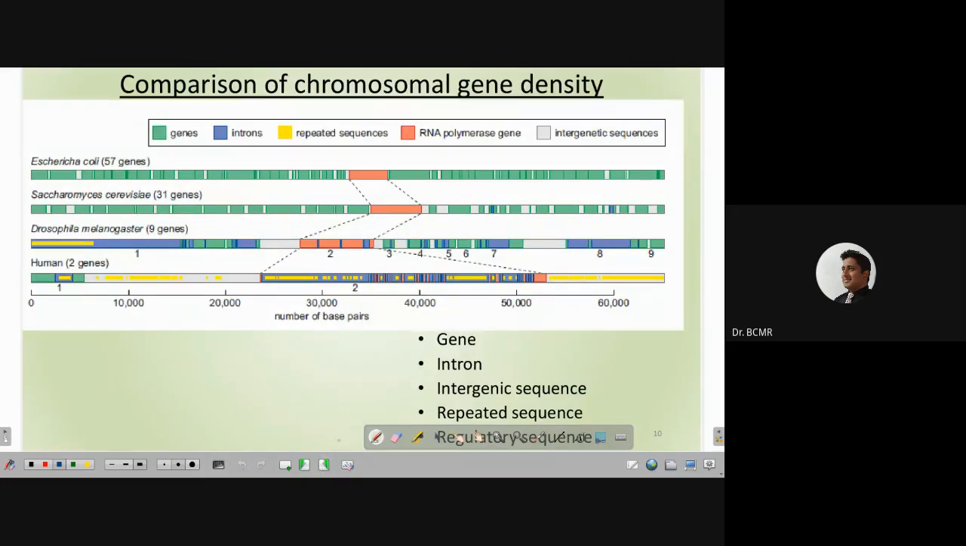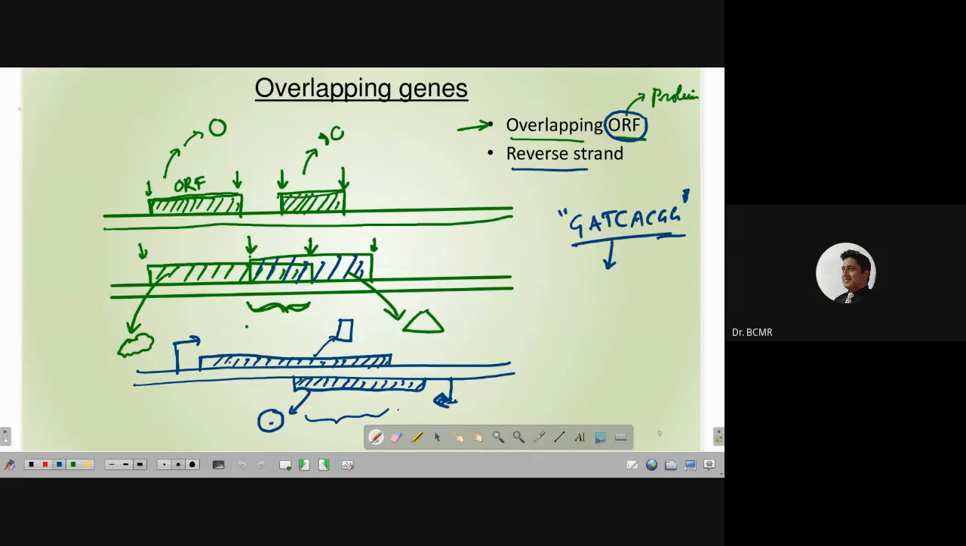So here is some comparison of chromosomal gene density. And if I forgot to mention, again, viruses have very high gene density. And that is because they have a large number of overlapping genes. When the time comes, we will discuss the genome of the coronavirus, so that we will understand it much better.